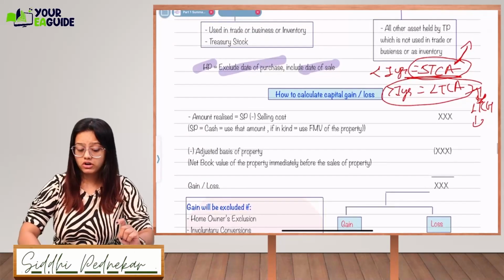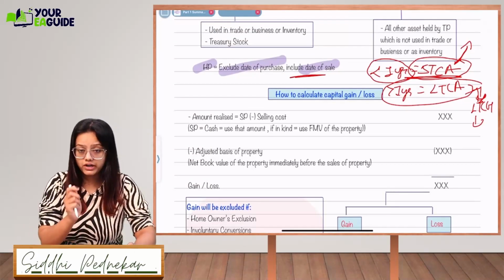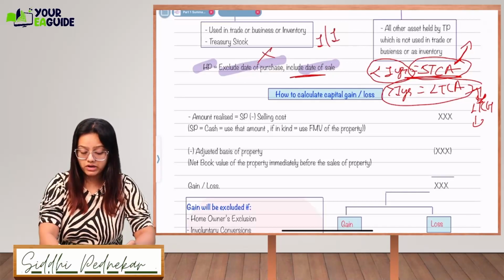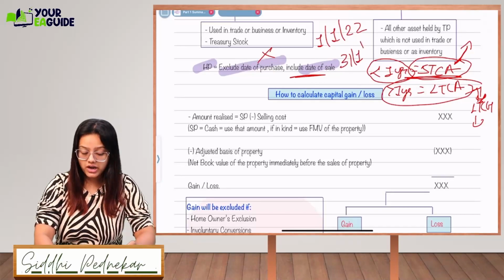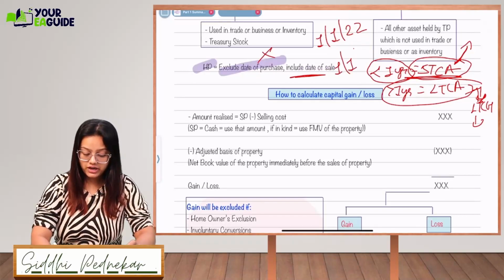So please make sure to identify the holding period. They will twist the question based on only one date. You have to make sure to exclude the purchase date. Let's say I purchased the property on 1st Jan 2022 and I'm selling the property on 1st Jan 2023.